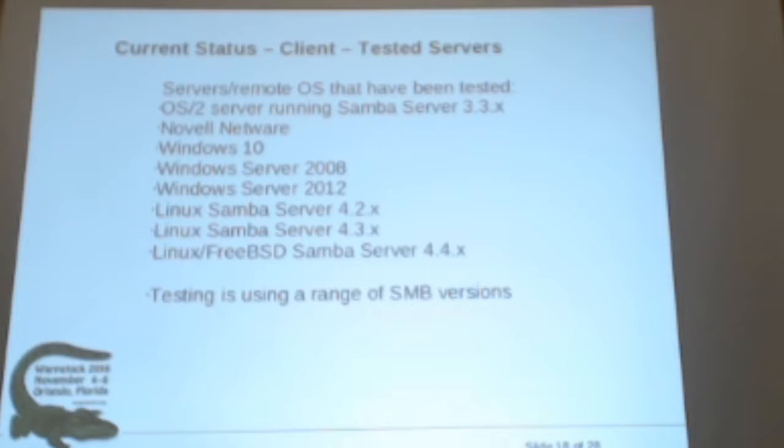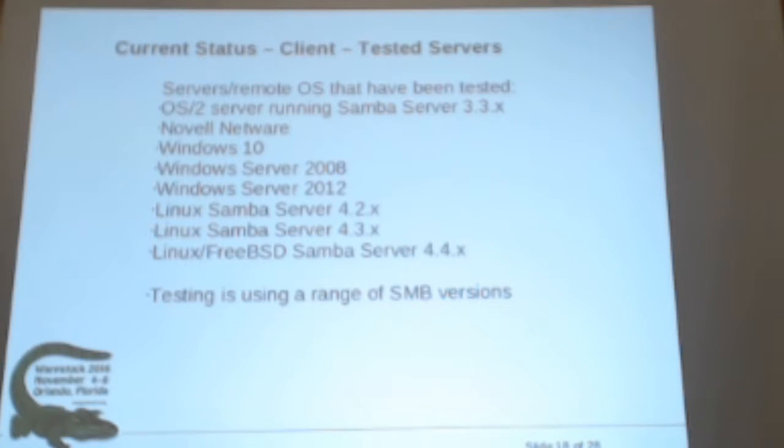Windows Server 2008 and 2012, with Kerberos authentication. On the Linux side of things, Samba Server 4.2, 4.3, and also 4.4, and also FreeBSD running Samba Server. And I think I did actually test with my Raspberry Pi here that has Samba 4.3, as well. And testing that is a wide range of SMB versions.